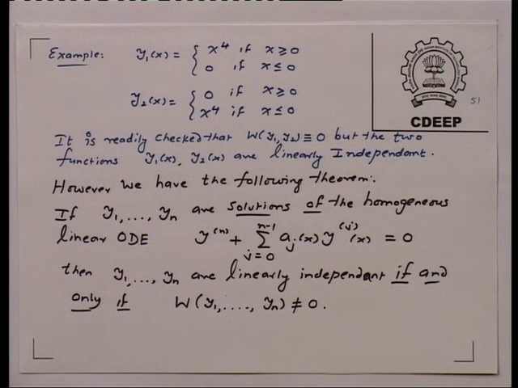What I am saying is, the converse is true, but if you know in advance that the functions are solutions of a homogeneous linear ODE, if you know that they are solutions of a homogeneous nth order ODE, there are n functions given to you and you have to give me an nth order linear ODE of which these are solutions, then the Wronskian completely determines whether or not they are linearly independent. Wronskian not equal to 0, linearly independent, conversely it is also the case.